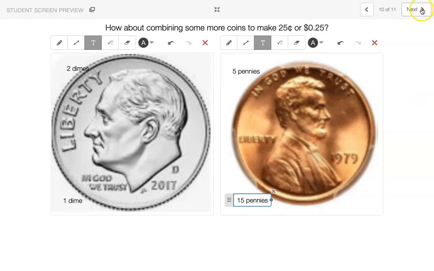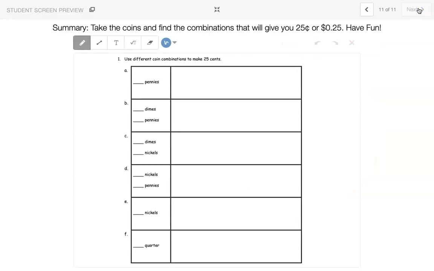Okay, so what I want you to do is to take the coins you have, and I want you to find all the combinations that will give you 25 cents. And I want you to write them down on a piece of paper. If it's all pennies, dimes and pennies, dimes and nickels, nickels and pennies, nickels and quarter, okay, and have fun.